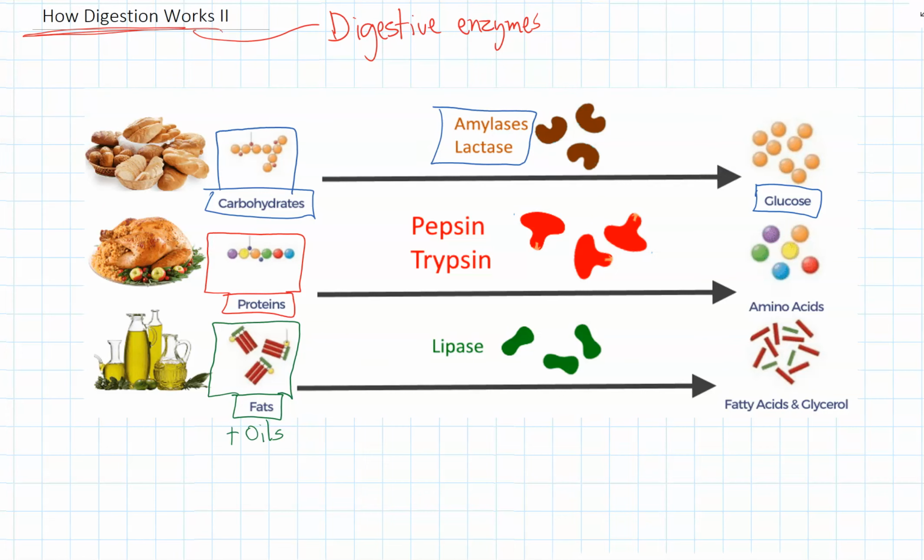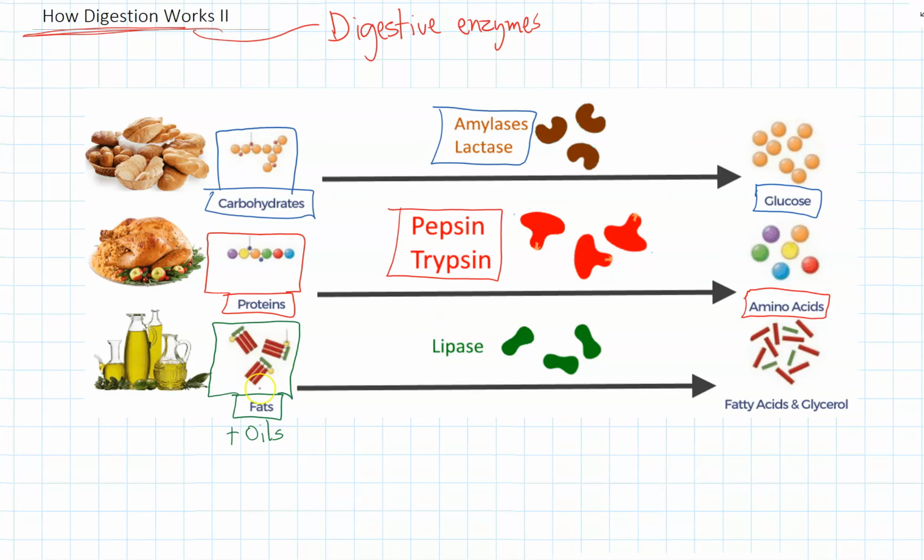Proteins are the next one, and they get broken down by enzymes called pepsin and trypsin. And when a protein gets broken down, it gets split apart into its smaller building blocks, which are called amino acids. These were originally used to build the protein, and now they get split apart again, just like Lego bricks getting broken apart when you pull apart a Lego set.